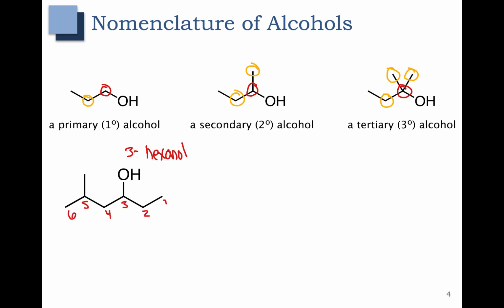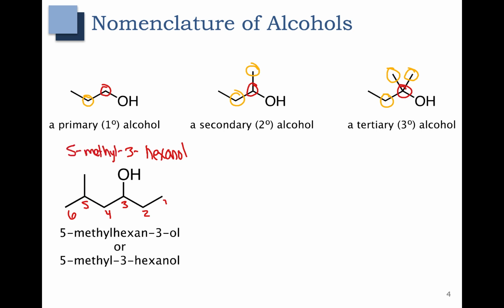That means we have a methyl group at carbon 5. Don't forget, you can also put the 3 in front of the ol if you want to use that method to indicate where the alcohol is.